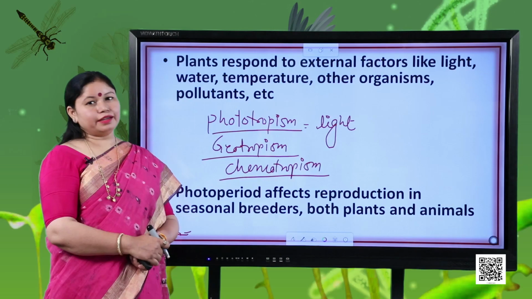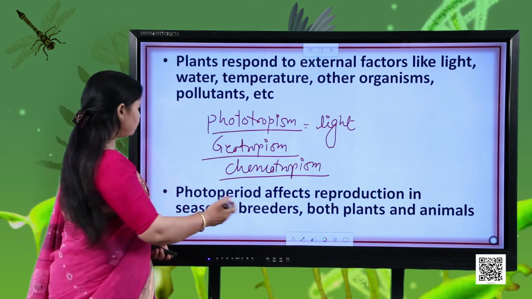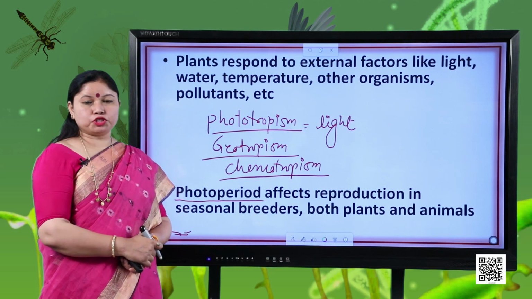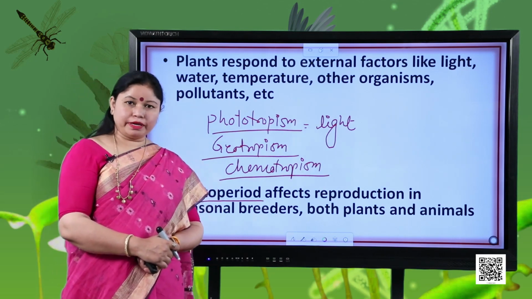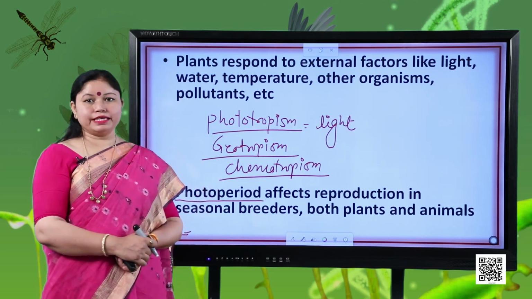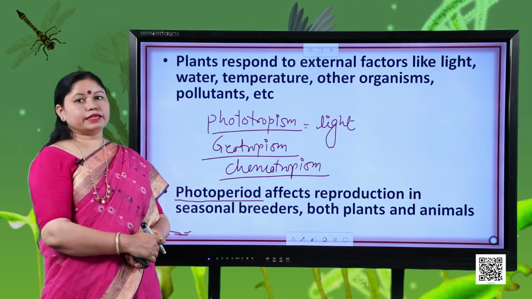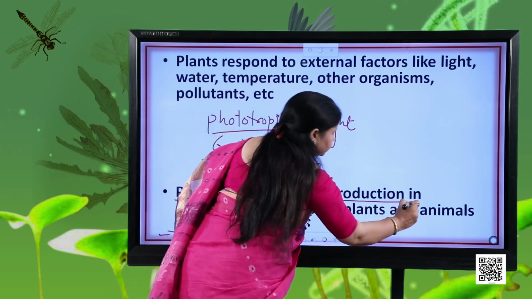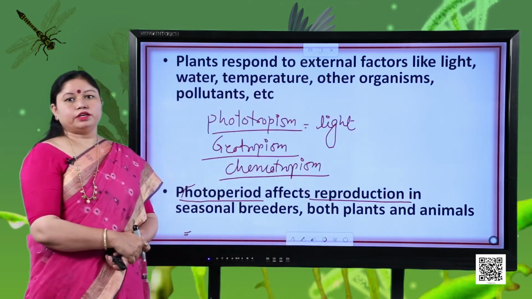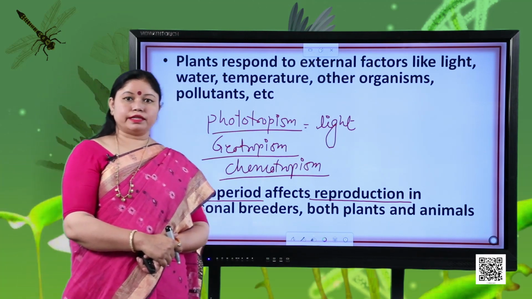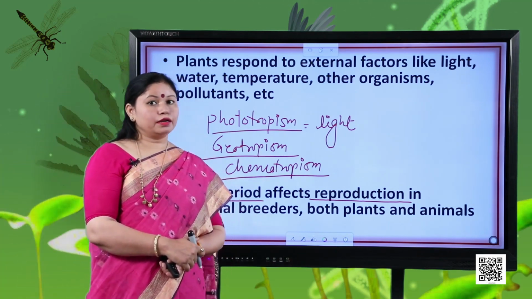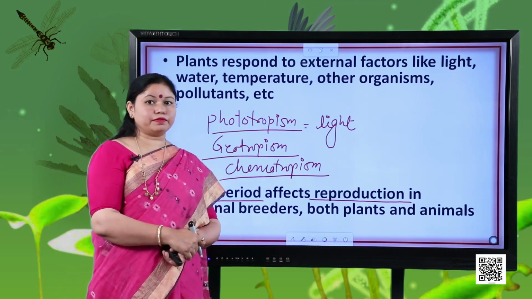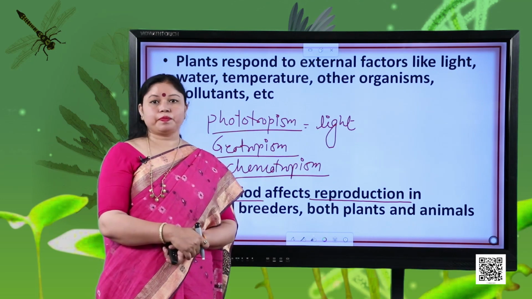Let us understand another kind of response shown by both plants and animals, that is the response towards photoperiod. Photoperiod is the duration of the light and dark period available to plants and animals, and this period actually affects the reproduction in seasonal breeders. You might have noticed that flowers bloom in a particular season of the year. Butterflies also, you must have observed them in a large number during spring.